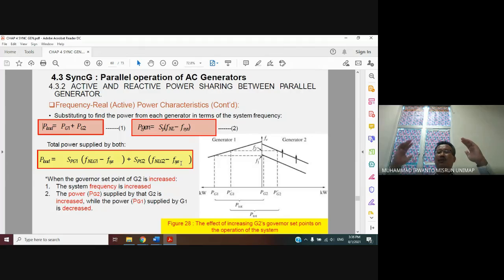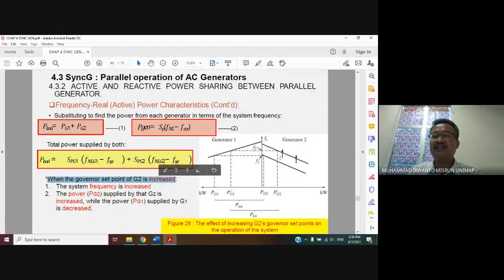Now we have one value of frequency for generator 1 and generator 2. Remember, when the governor set point of G2 is increased, you can see here the vertical axis, the left side is for generator 1 and the right side is for generator 2.